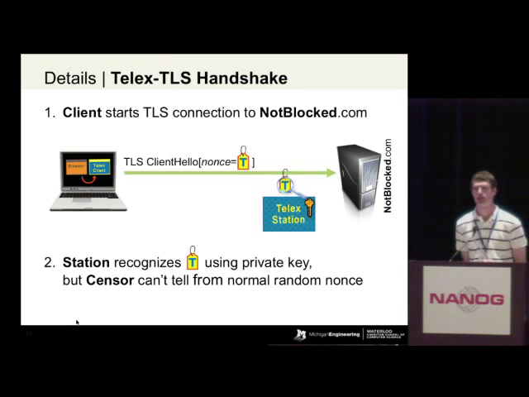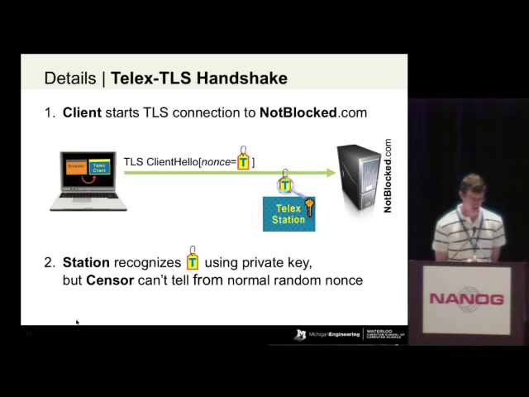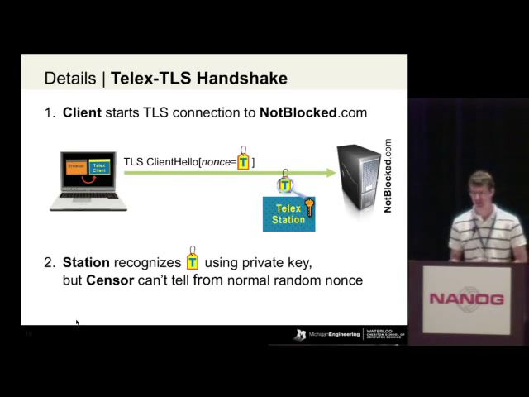So the first message in the TLS handshake is normally the client hello message. And inside the client hello message, there's a nonce that is designed to protect against replay attacks. Normally, this nonce is chosen randomly by the client, but in Telex, we replace this nonce with our invisible tag. So it's a really good location for our invisible tag. And again, this invisible tag can only be seen by the Telex station with the Telex station's private key. It can't be seen by the censor, and it can't even be seen by notblocked.com. So using the private key, the Telex station observes this and says, oh, I will need to do some proxying for this connection.